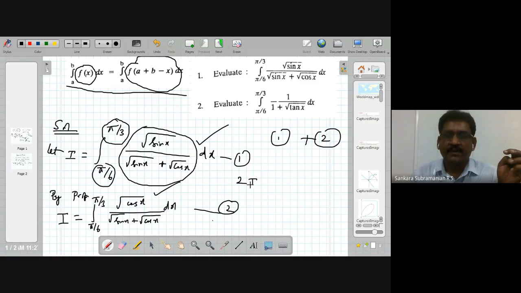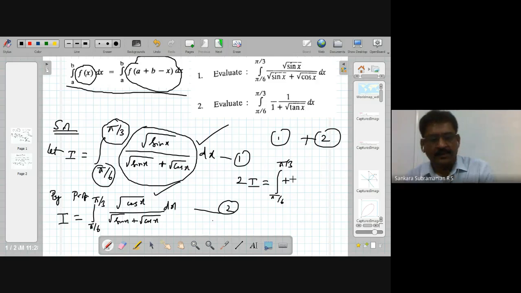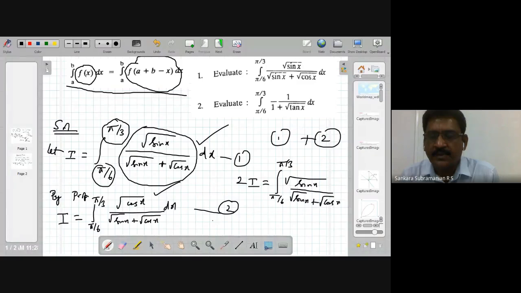So 2I is equal to the integral from pi by 6 to pi by 3 of root of sin x by root of sin x plus square root of cos x into dx. This is the first integral. Plus the second integral, also with the same limits, pi by 6 to pi by 3, but in the numerator you have square root of cos x, and in the denominator the same denominator, square root of sin x plus square root of cos x into dx.